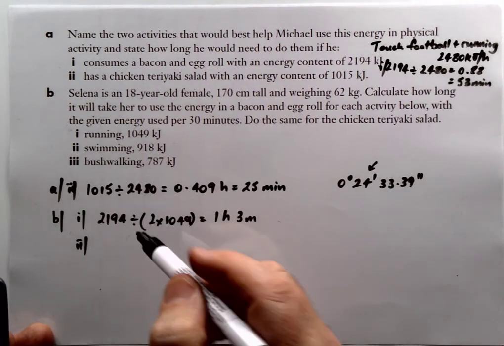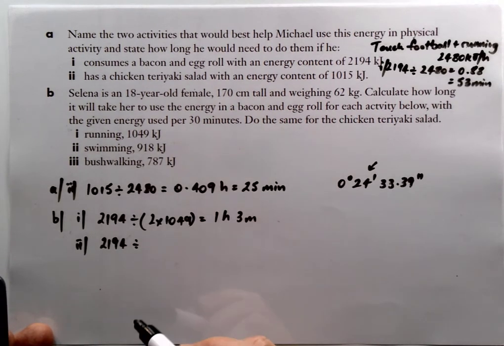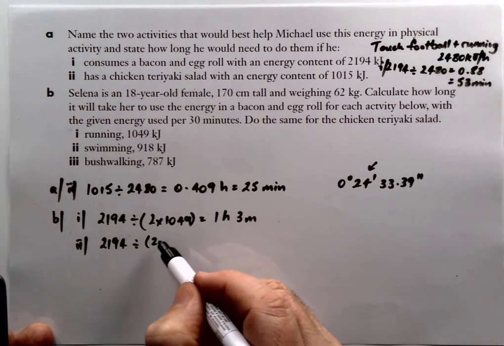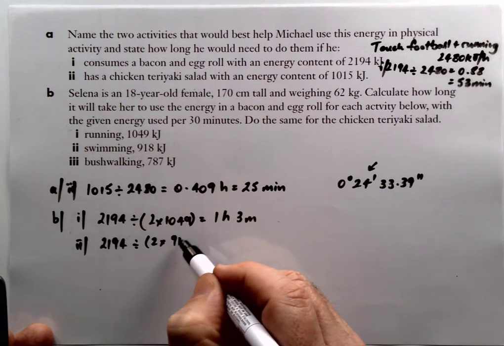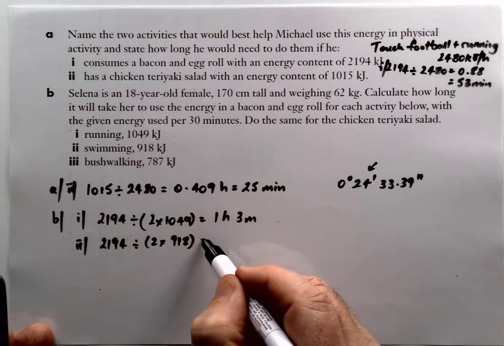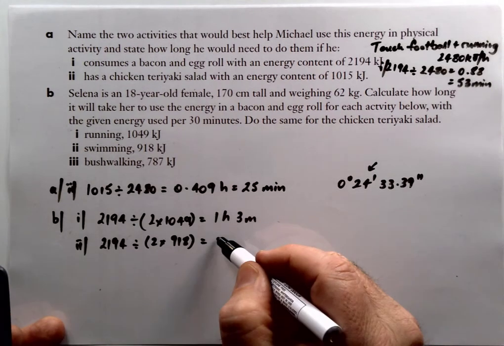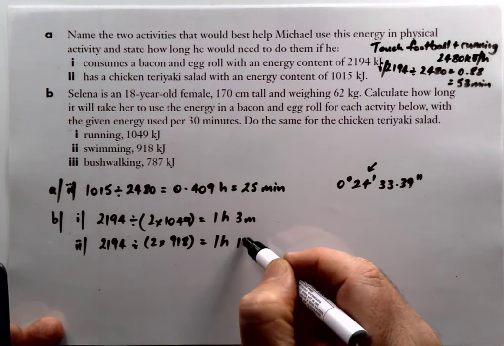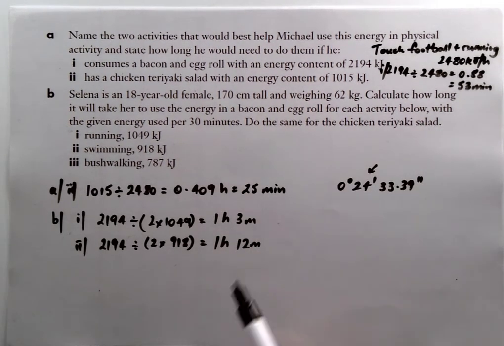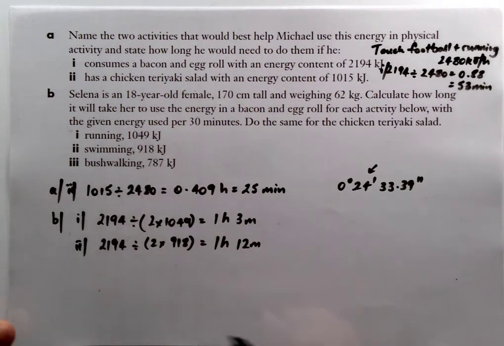Okay, if she goes swimming instead, again, there's the same number of kilojoules in the bacon and egg roll. Again, we're going to divide it by 2 lots of that. And remember, we're doubling that to work out the number of kilojoules she'll burn in a whole hour. So again, we go to our calculator. Again, press the degrees, minutes, seconds button. 1 hour, 12 minutes. And that sort of makes sense that it'll take a bit longer to burn it because swimming isn't using quite as much energy as running.